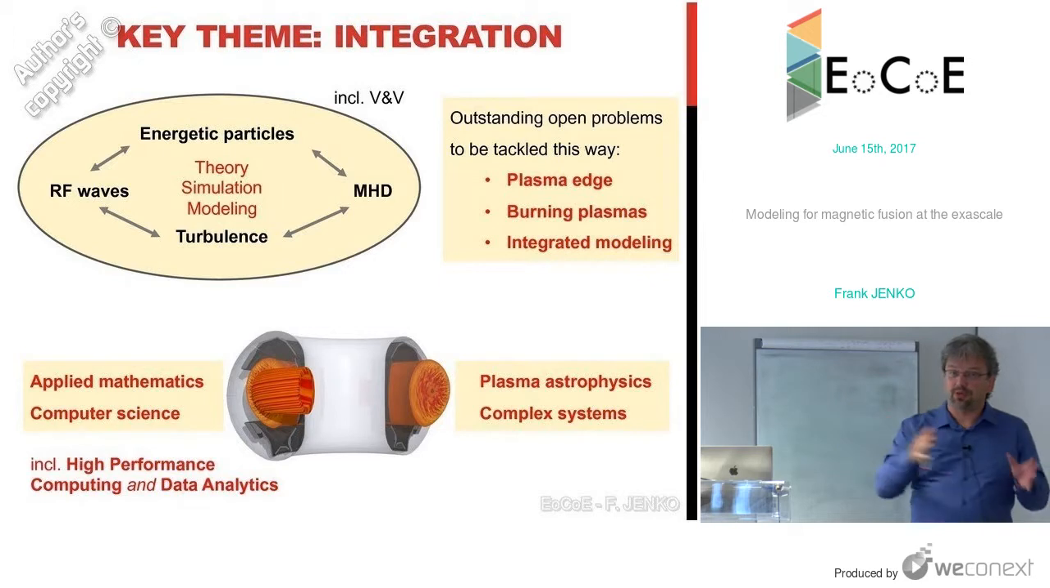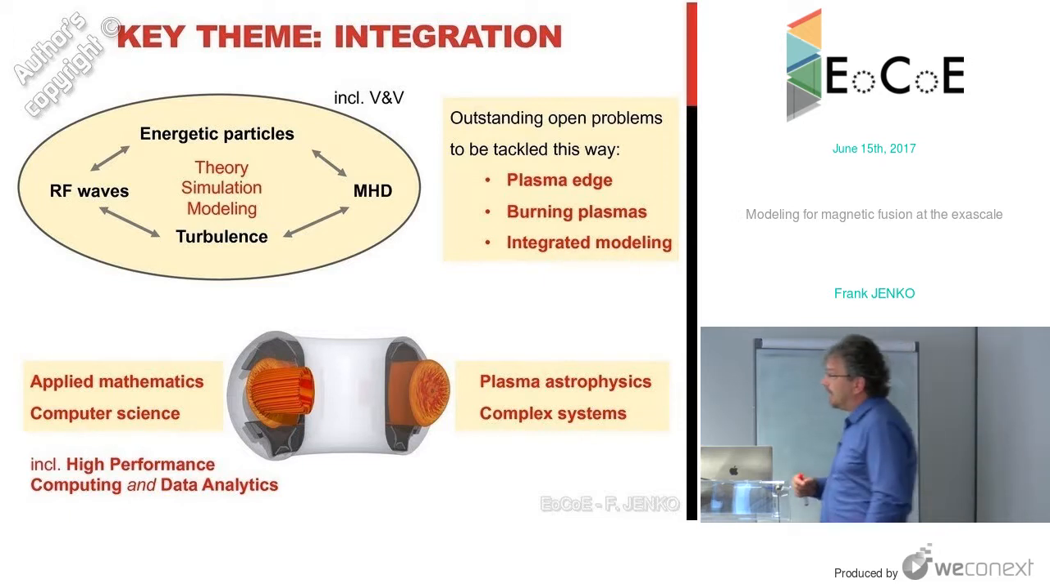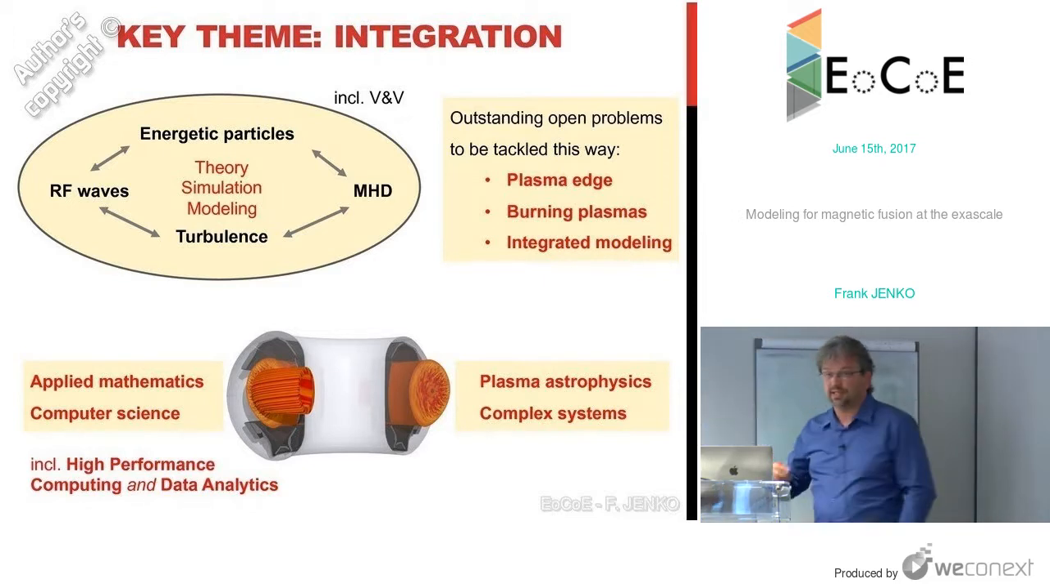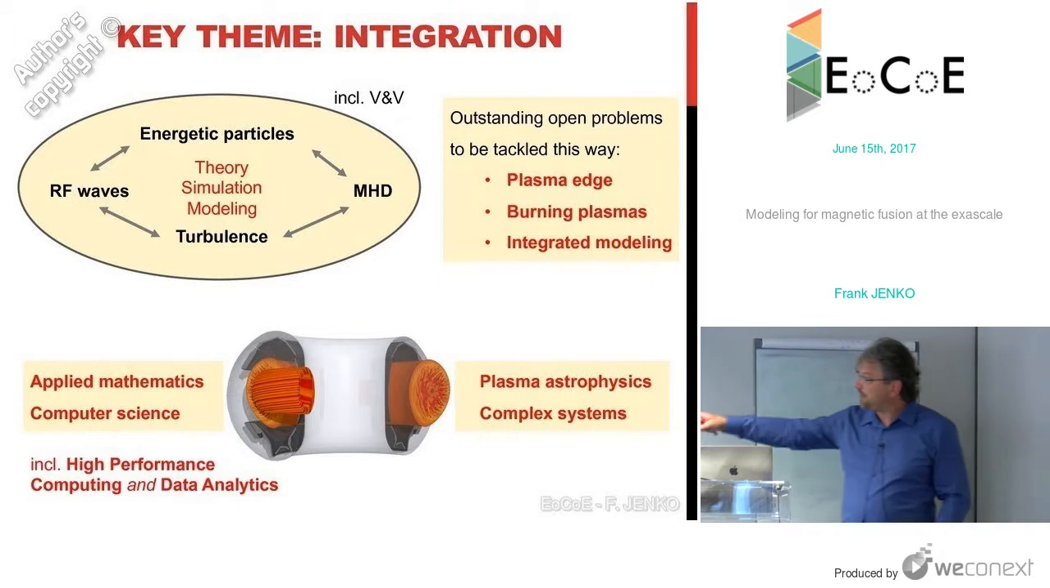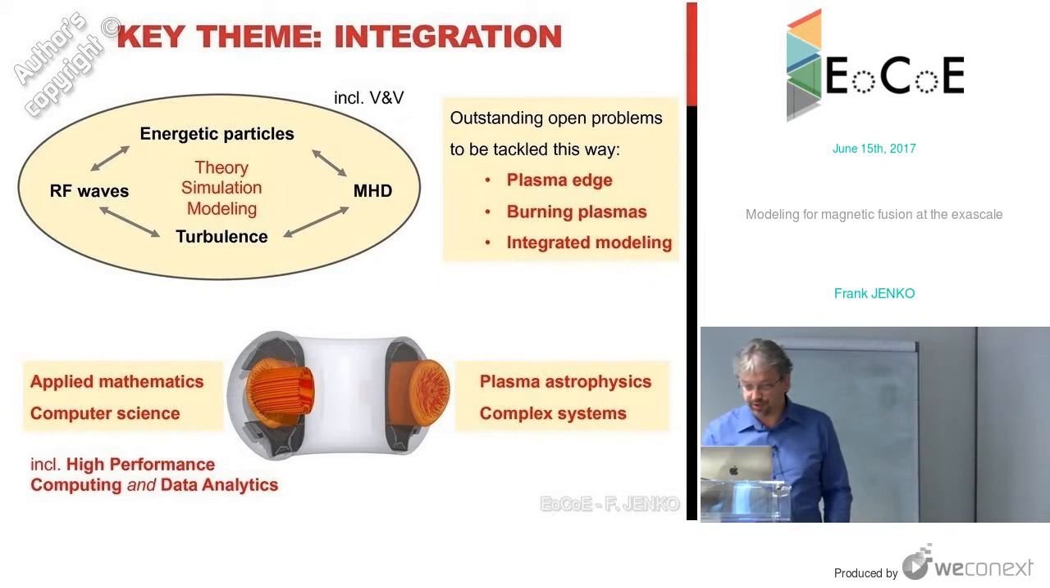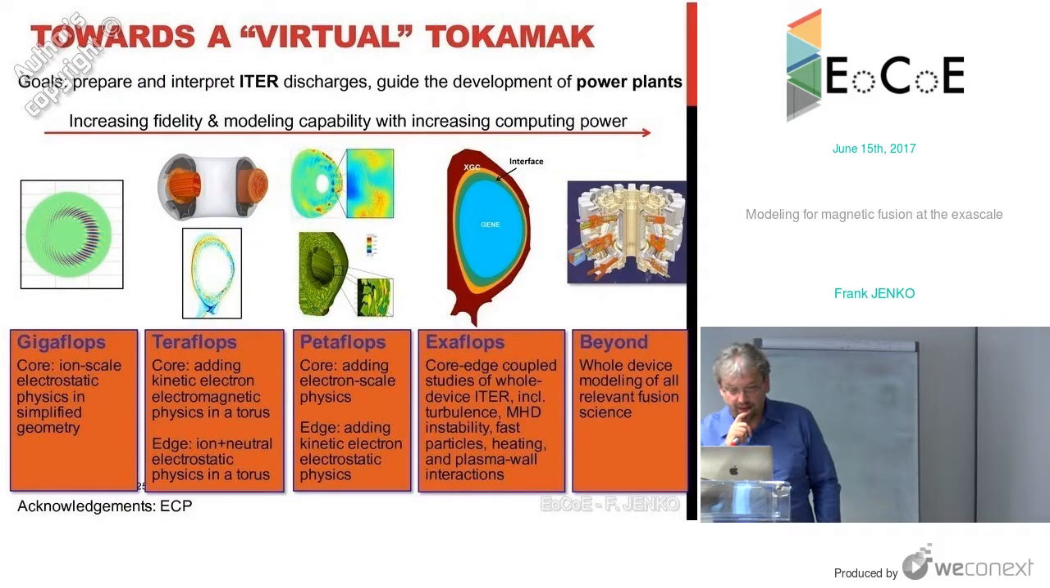We have to get from a more pillar-oriented approach where we isolate individual aspects to a more integrated point of view. And this is done by means of applied math and computer science as helpers. We also have close relationships to plasma astrophysics and complex systems research. So this is kind of the environment.